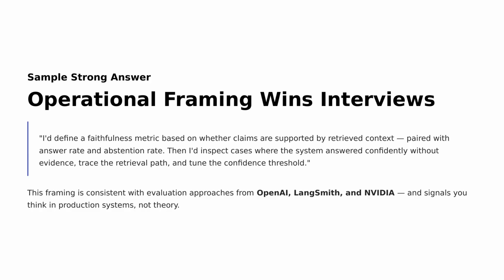Here's a strong example of how to answer this well in an interview. Instead of staying abstract, it frames the problem operationally. Define a faithfulness metric around whether claims are actually supported by retrieved context, and pair that with answer and abstention rates. Then focus on failure cases, especially confident answers without evidence. Trace the retrieval path and adjust thresholds. That's the kind of production-minded thinking reflected in approaches from OpenAI, Langsmith, and NVIDIA.